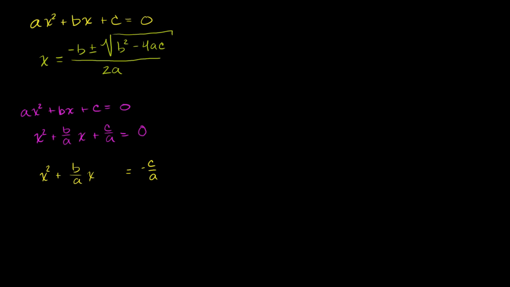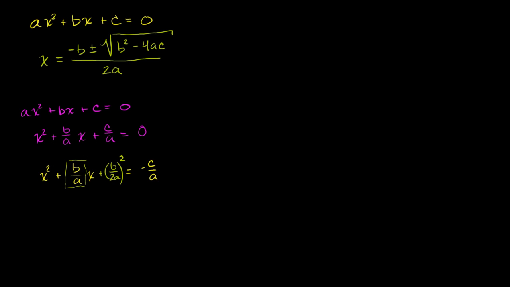And you saw in the completing the square video, you literally just take half of this coefficient right here and you square it. So what is b over a divided by 2? Or what is 1/2 times b over a? Well, that is just b over 2a. And of course, we are going to square it. You take half of this and you square it. That's what we do in completing the square, so that we can turn this into a perfect square of a binomial.